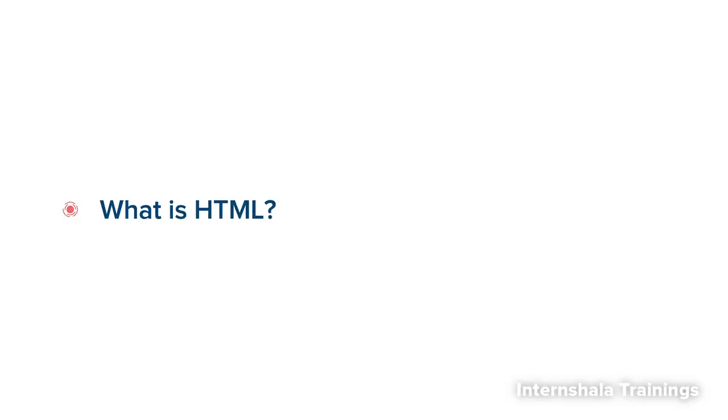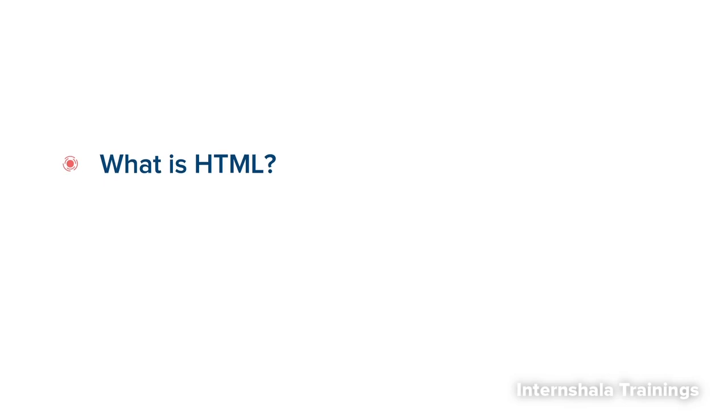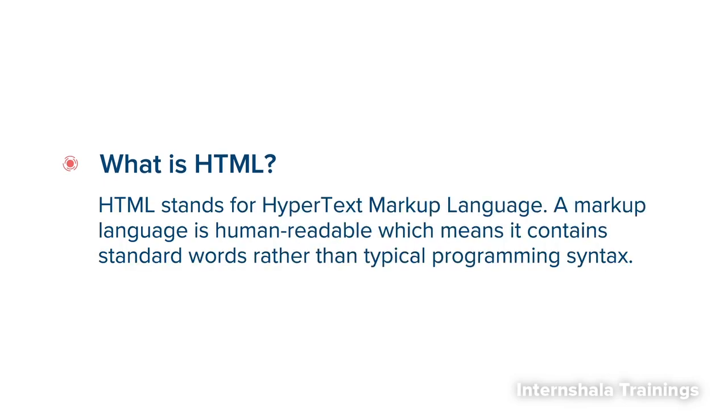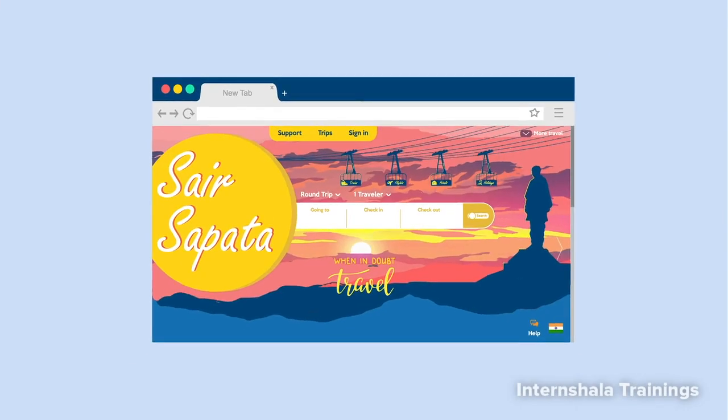So, let's put a formal definition to HTML before we dive more into it. HTML stands for Hypertext Markup Language. A markup language is human readable, which means it contains standard words rather than typical programming syntax. HTML is used to create web pages. The text content which we want to display on a web page is all written with the help of HTML.